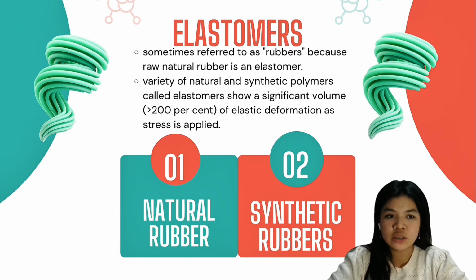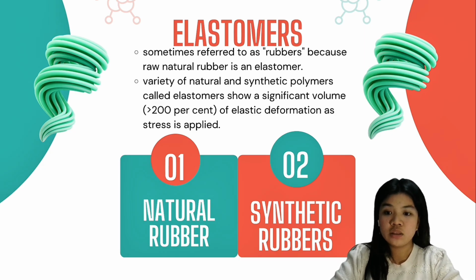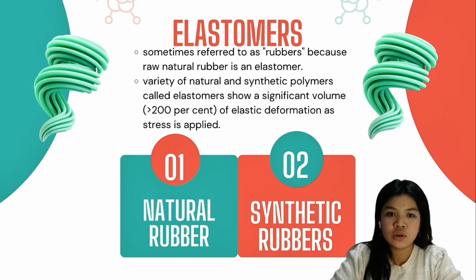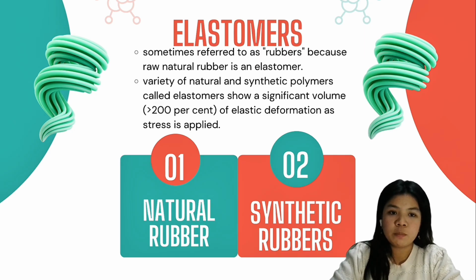Okay, everyone, for the last topic, I'll be presenting the topic elastomers, or you might hear them being referred to as rubber. And elastomers can maintain elastic deformations for more than 200%, and it can also be reversible. So, polymer chains are made of coils that when you stretch them, when you apply force, they stretch, and when you release them, they go back to their original shape.